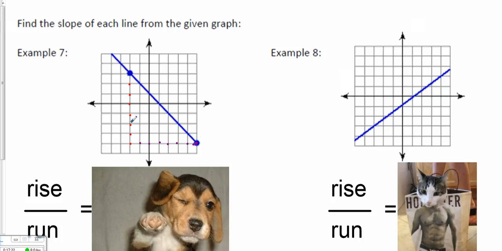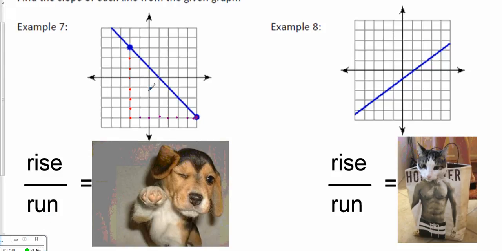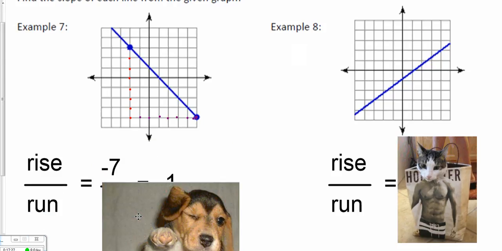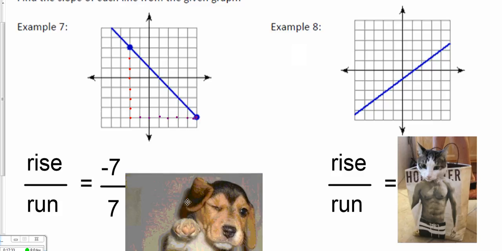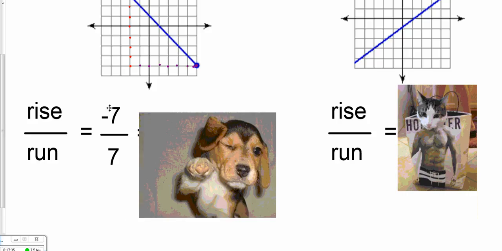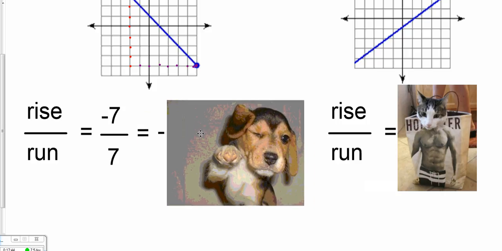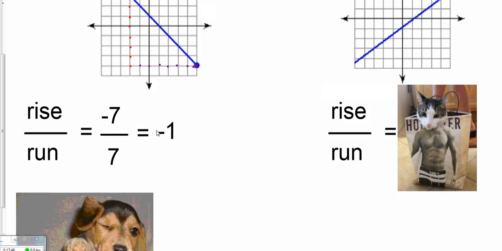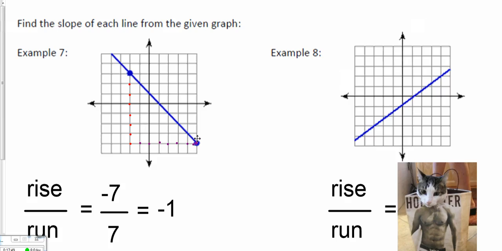Now notice this one went down for the rise, so our rise should be negative. It should be a negative 7. This one, we went from left to right, so we moved in the positive direction. It should be a positive 7. Negative 7 over positive 7. Notice if there's one negative and one positive, your answer should stay negative. 7 over 7 is just 1. So our slope in the end is just negative 1, which means it goes down 1 over 1, down 1 over 1, down 1 over 1. So this slope seems to fit with this line.